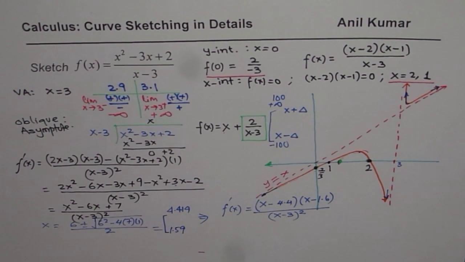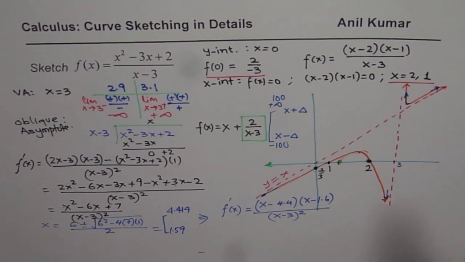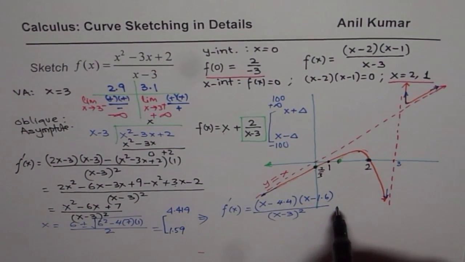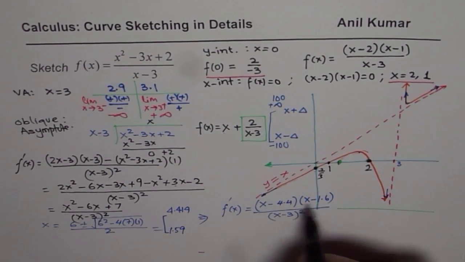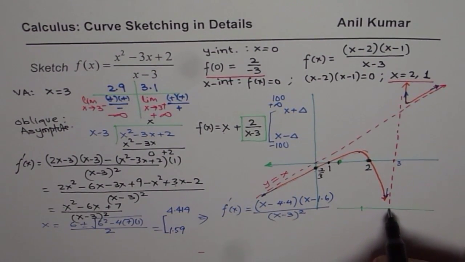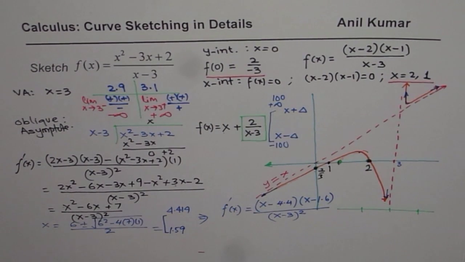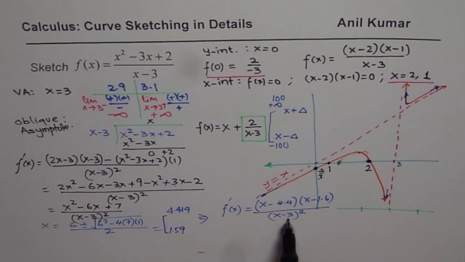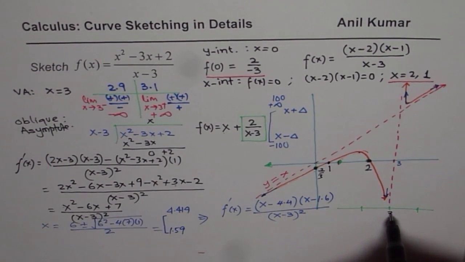Now the critical points, as we have seen, let's write down, there are 3 critical points. So these are the 3 critical points for us. One is the value 3 itself, right? This is the vertical asymptote.